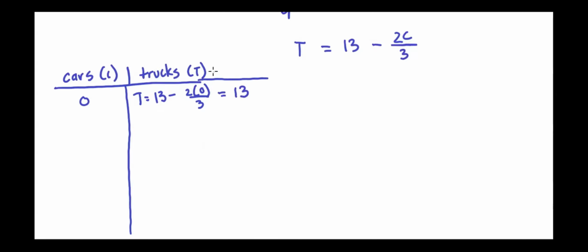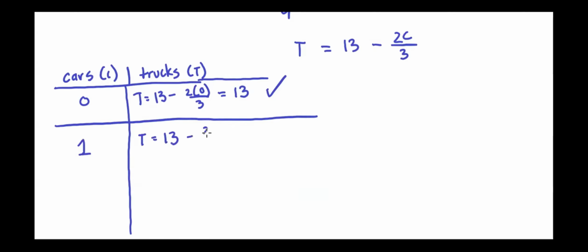Okay, so if I plug in 0 for C, I end up with 13 for T. That makes sense. It could have happened that there were 0 cars on the road and 13 trucks, so I've got my first possible solution. Let's move on. And what if there is one car? Is that possible?